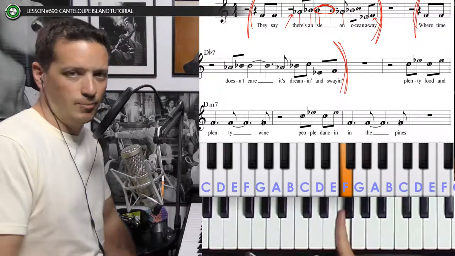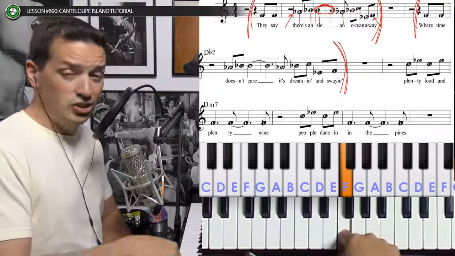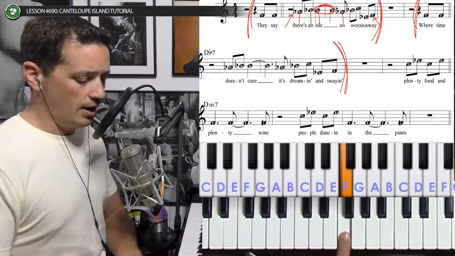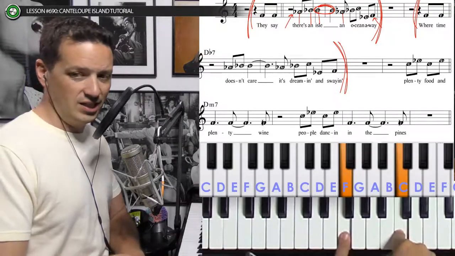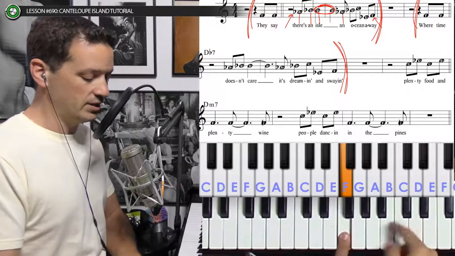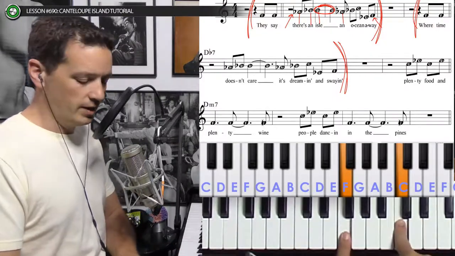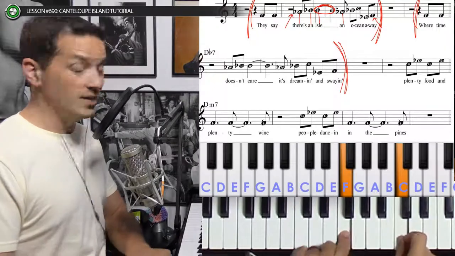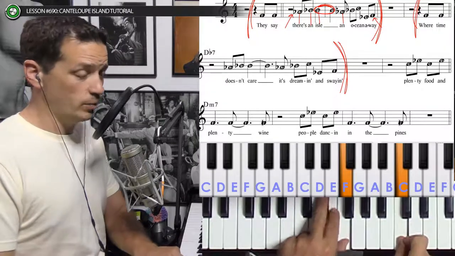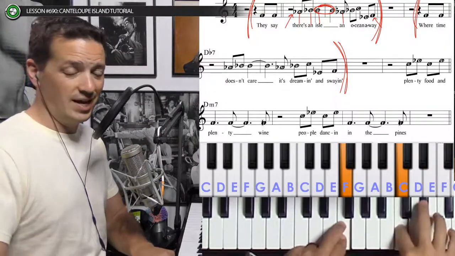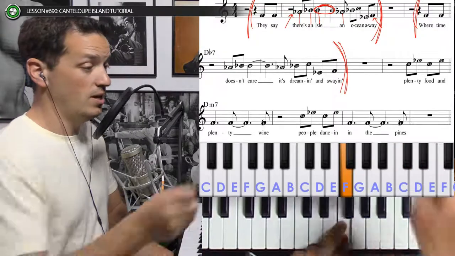So F plays an important role in this song, just like it did in Watermelon Man. So then we're going to play this C right here. So going up to C, not down that direction. So up to this C right here, and then we're going to play an E flat, but not the E flat that we played before. Not this one right here. We're going to play a C and an E flat. These are the highest notes of the song.